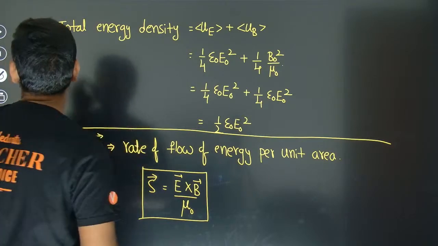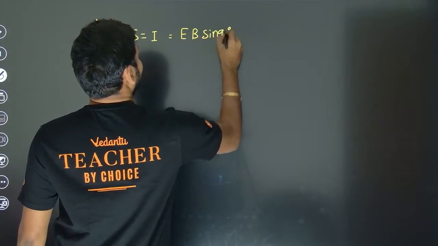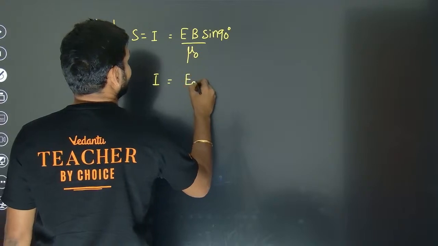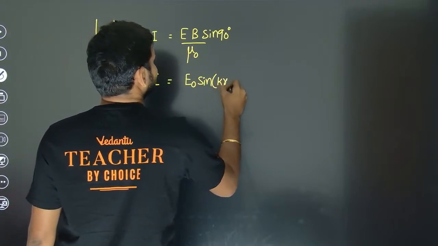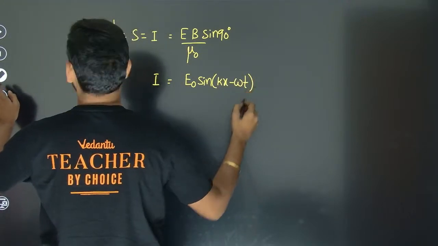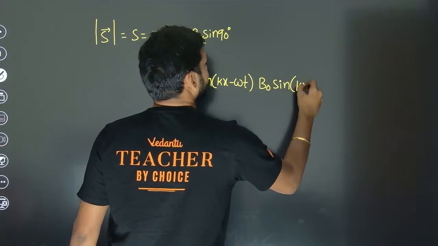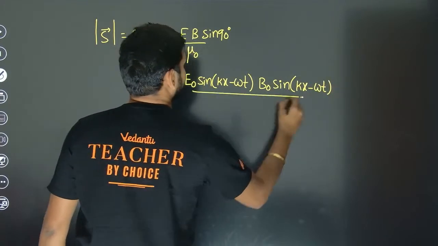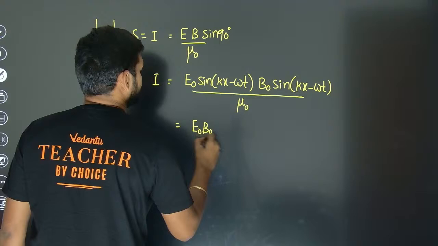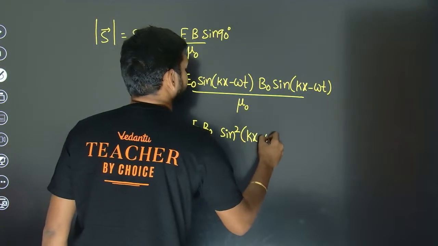So you can simply write it as EB sine 90 divided by mu naught. So the intensity, or the Poynting vector, is going to be E naught sine(kx minus omega t), and then we have B naught sine(kx minus omega t) divided by mu naught. Now, E naught B naught by mu naught sine square(kx minus omega t).